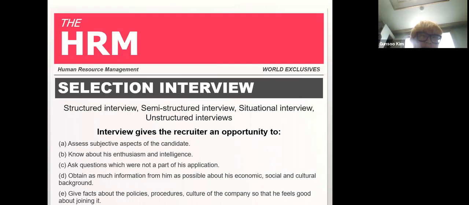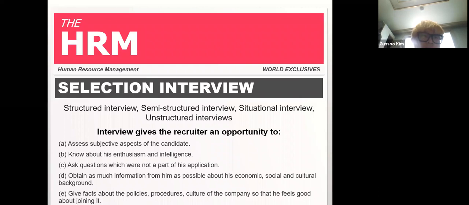And after the test, the managers are going to have an interview with filtered candidates to get more information from the candidates. In this step, we could find several formats of interview, which are called structured interview, semi-structured interview, situational, and unstructured interview. Structured interview is conducted using a predetermined outline. It provides the same type of information on all interviewees and allows systematic coverage of all questions deemed necessary by the organization.